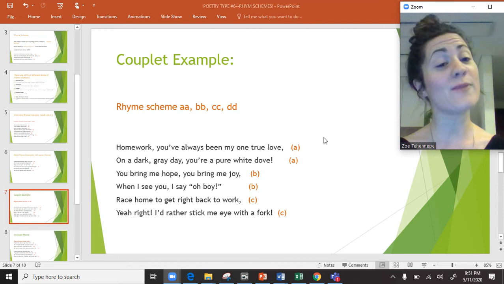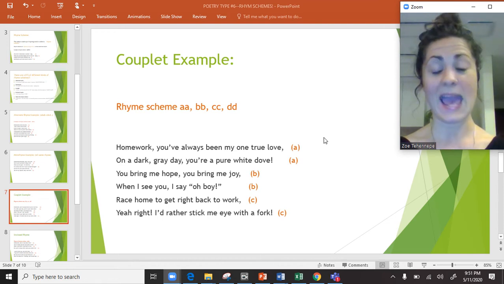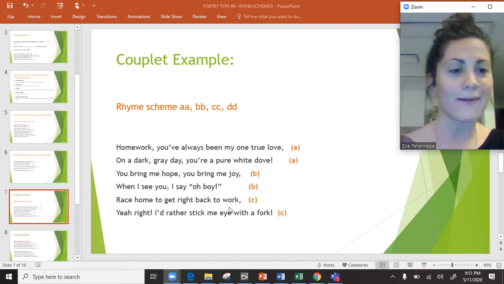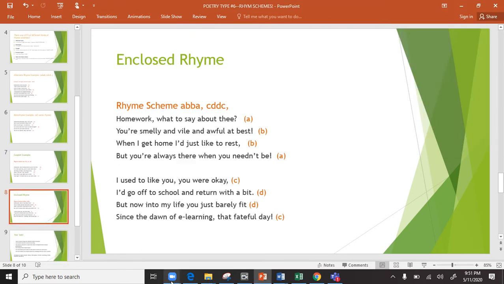This is a poem for those of you who do not cherish homework in quite the same way. And I realize as I'm reading this, there's a couple of spelling errors. There's a couple typos in there. Don't you worry about it. Okay, here's our next one.